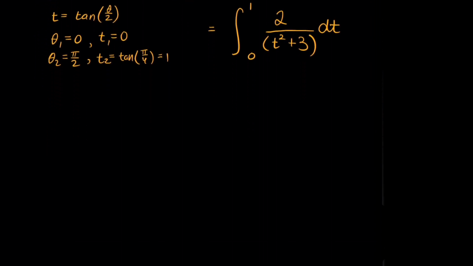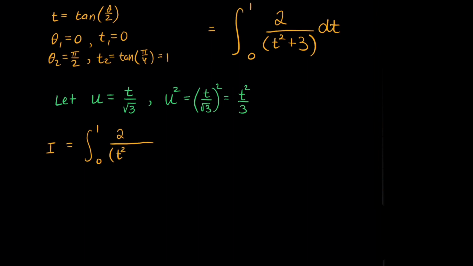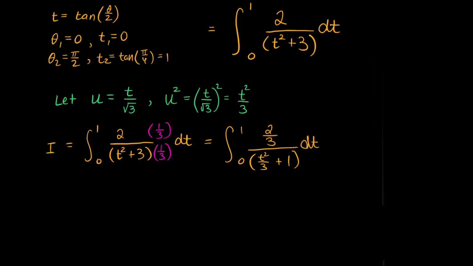So now, because this integral looks very familiar, it looks a lot like the integral that gives us the arctangent, we're going to work towards making it look like that. So we're going to make a substitution of u equals t over radical 3, so that u squared is t squared over 3, and you'll see why in a minute. So taking our integrand and multiplying both the top and the bottom by 1/3, essentially a fancy form of 1, on the top we'll get 2/3, and on the bottom we'll get t squared over 3 plus 1. Now you'll see why this u substitution makes sense.